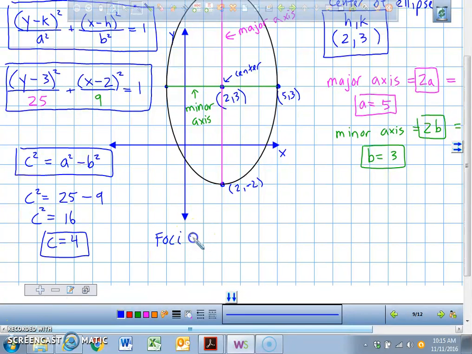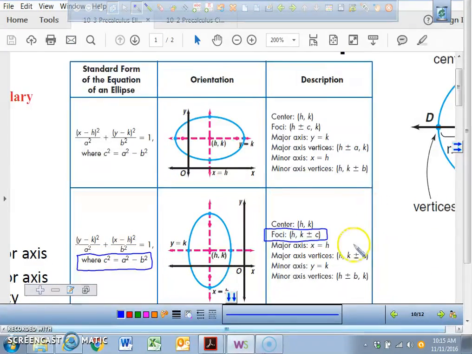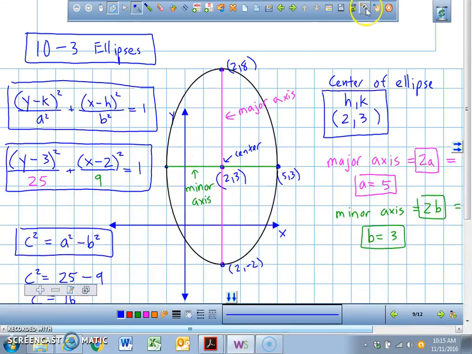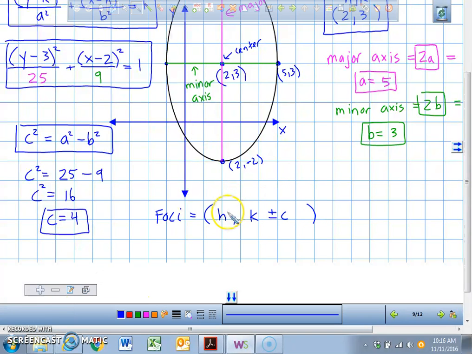Audrey, can you give me the formula for the foci for this? H plus or minus c, comma, k. Now, what? Hold on. Let me go back real quick. Nope. It's this one. It's h comma k plus or minus c. I thought something was a little bit off. Let me redo it real quick. So we changed it. Here is the foci for this particular problem.